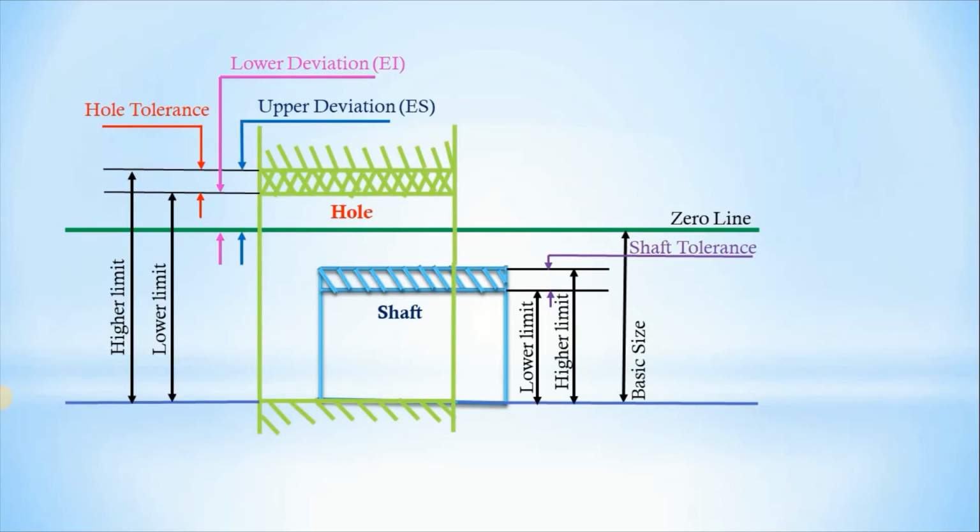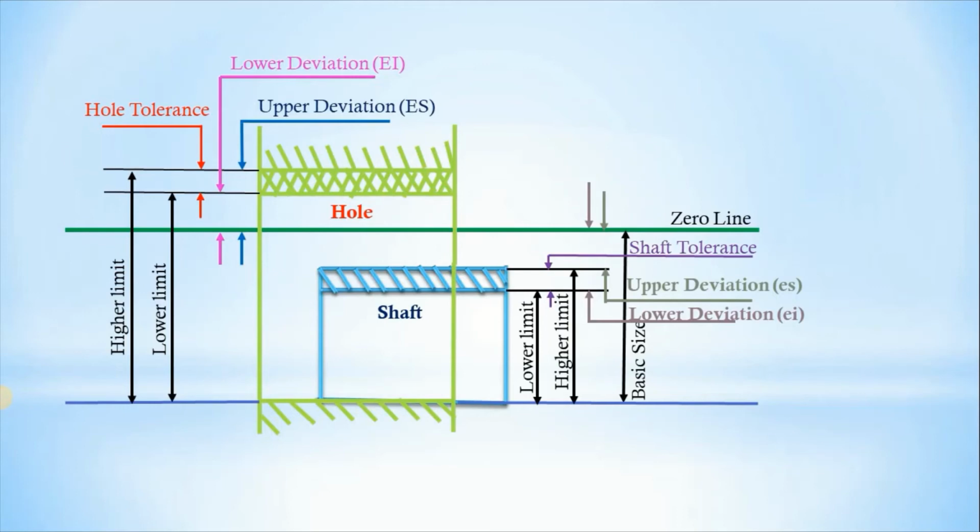Similarly, based on the limits of the shaft we are getting upper deviation and lower deviation. In the shaft, upper deviation is designated by small letters es, and lower deviation is designated by small letters ei. So there is a difference between deviations for the hole and shaft: for the hole we use capital letters, and for the shaft we use small letters.